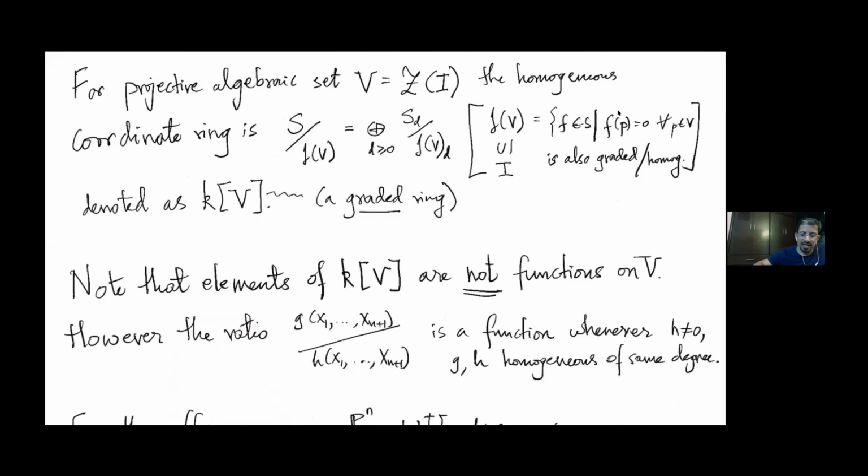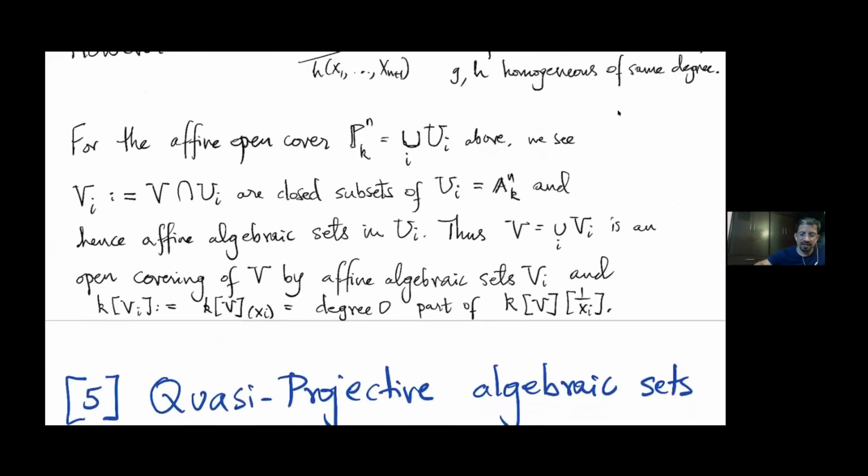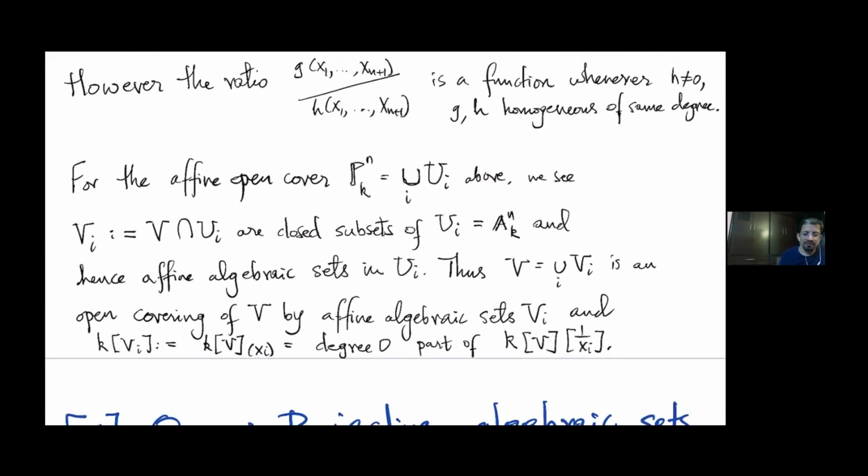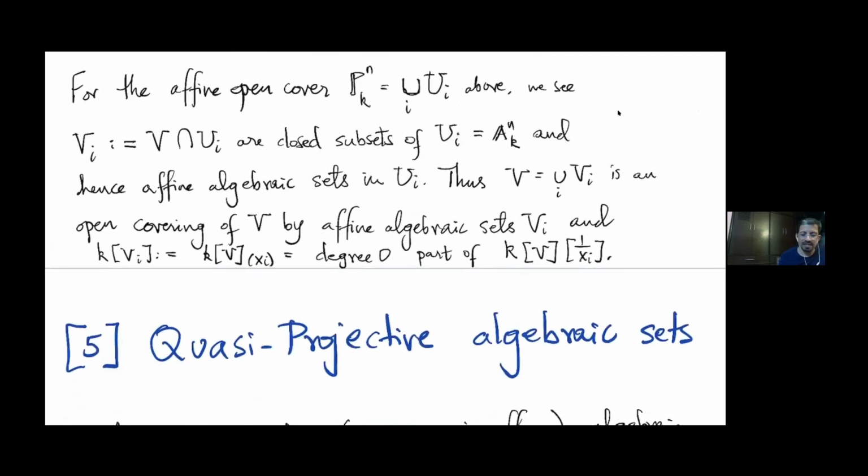And so what we have is that, sorry, where was I? I was here, yeah. A VI gives you closed sets in UI, which are affine space. So in fact, any projective algebraic set in P^n K also admits a similar kind of breakup, or it's not a breakup, it's an open cover. So it also admits an open cover like this, namely V intersection UI. And this open cover has the property that these are all affine algebraic sets.